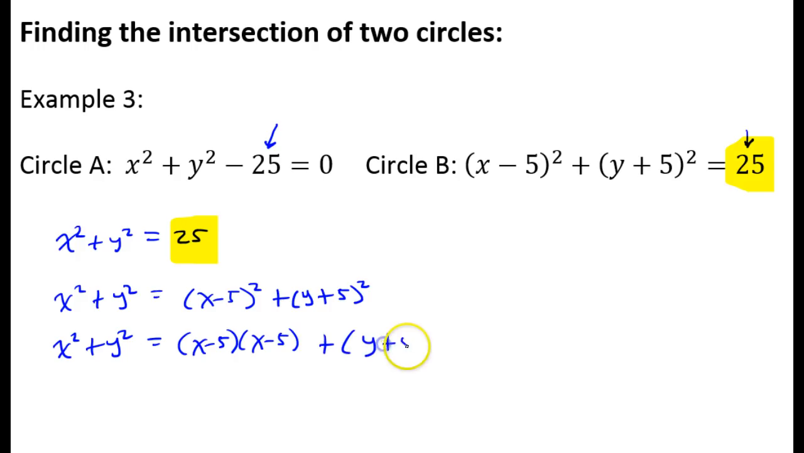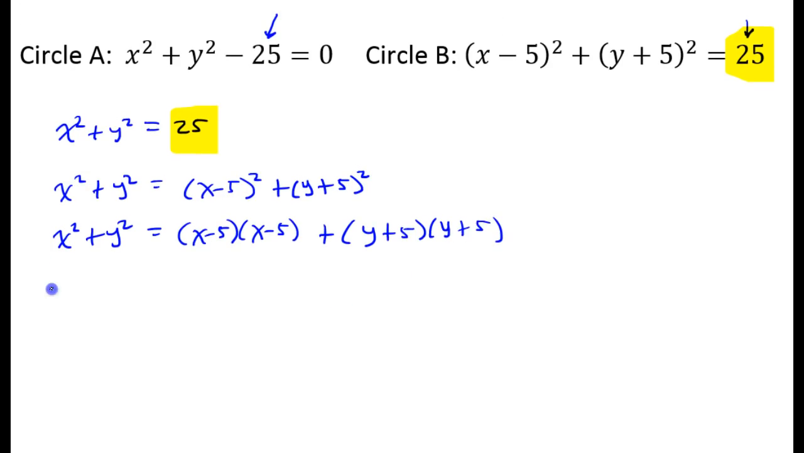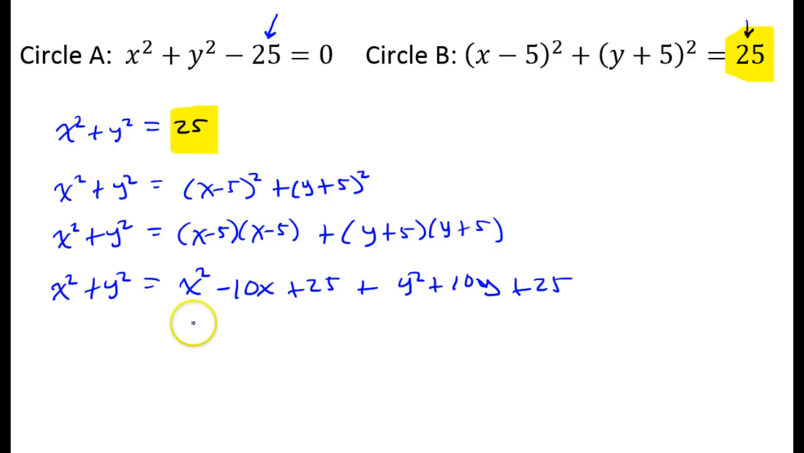And I'm going to do y plus 5 times y plus 5. So double distribute or FOIL, whatever you want to call it. I'm going to do one step in my head. I hope you can keep up. Negative 5x and another negative 5x, that's negative 10x. Multiply these, you get positive 25. Similarly with the y's, I'm going to get y squared plus 10y plus 25.